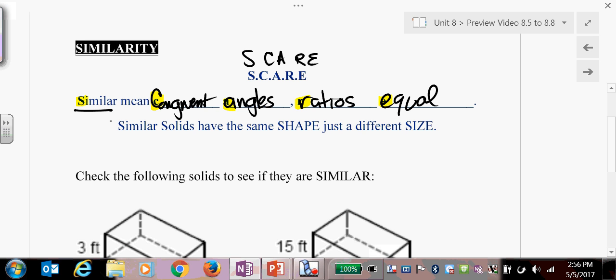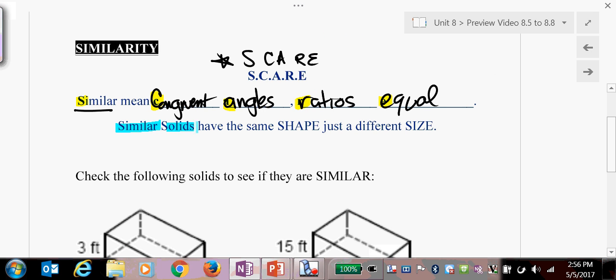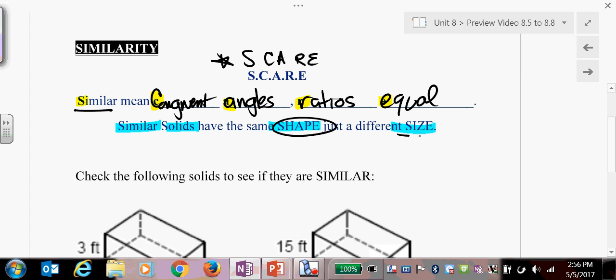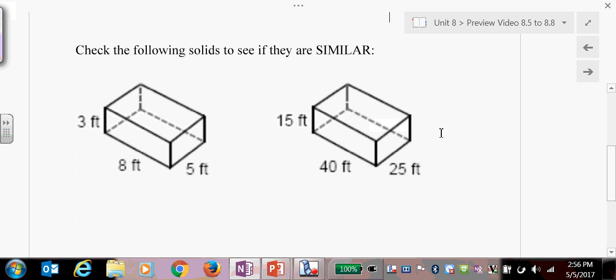We studied that way back around Christmas time. And that's the technical definition. The slang definition is solids have the same shape, but just a different size. Similar solids have the same shape, different size. Now, to test for similarity, we check the RE part, which is ratios equal.